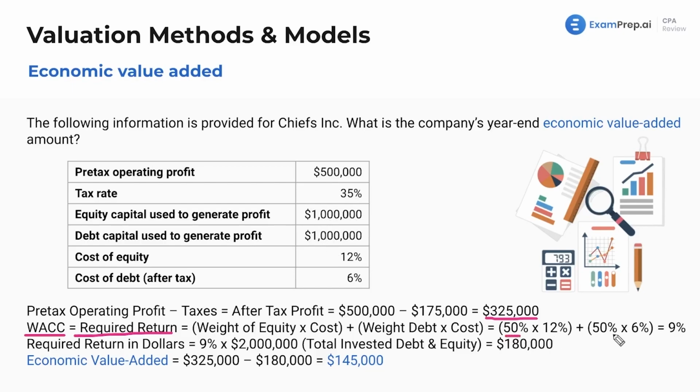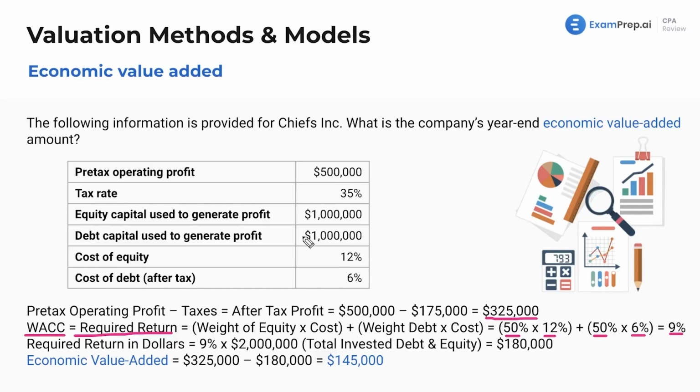We have our weights, and then we have our costs. Now it gives us the after-tax cost of debt, and as we know from learning this in capital structure, if it didn't, we would just have to do 1 minus the tax rate, all of that good stuff there. We'll multiply the weights by the costs, and that gives us a WACC of 9%. Great. And just as we did to the previous question, what's the required return?